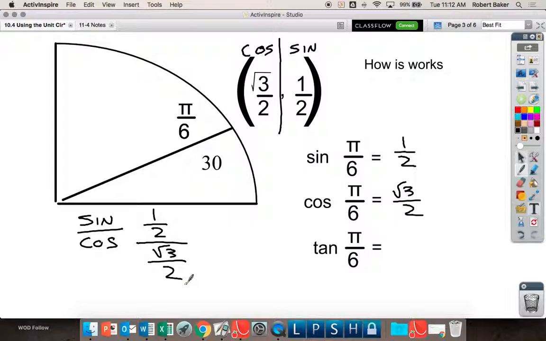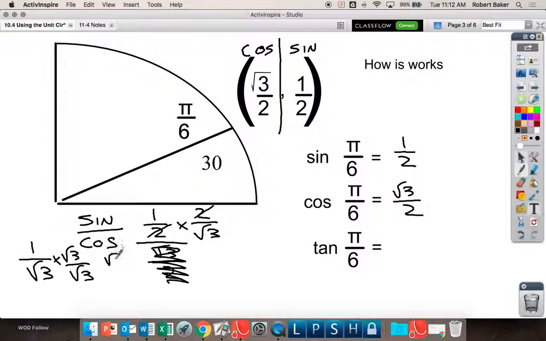Let's use multiply by the reciprocal. So instead of dividing by the square root of 3 over 2, you're going to multiply by 2 over the square root of 3. So the 2's cancel, and you get 1 over the square root of 3. You cannot have a square root on the bottom, so you must rationalize. So the tangent of pi over 6 is the square root of 3 over 3.